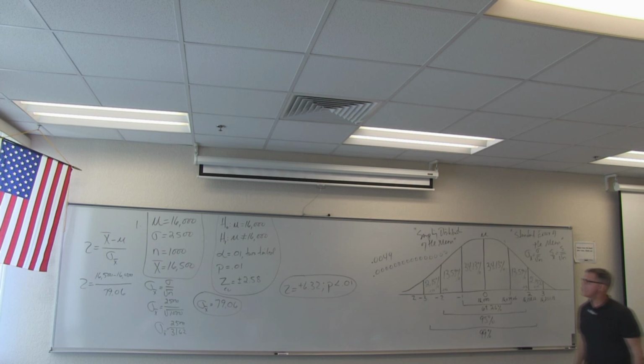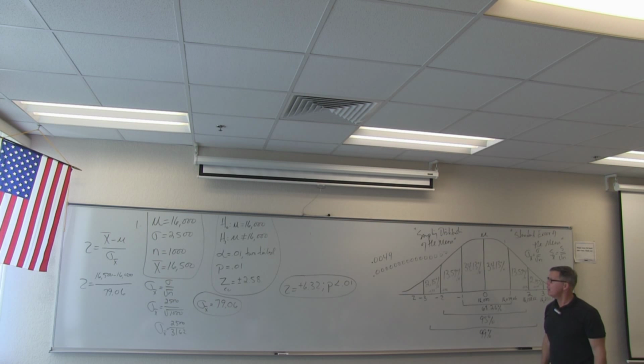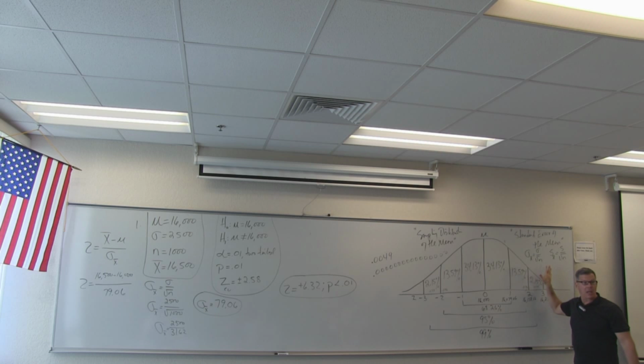Is P less than alpha? Yeah. Is P less than 0.01? Yeah. If P is less than alpha, reject the null. If P is greater than alpha, if that mean would have fallen right here and Z would have been positive 0.8, the needle would have shifted back this way and made this area of P larger. If P is greater than alpha, what's our decision? Accept the null. Very good.